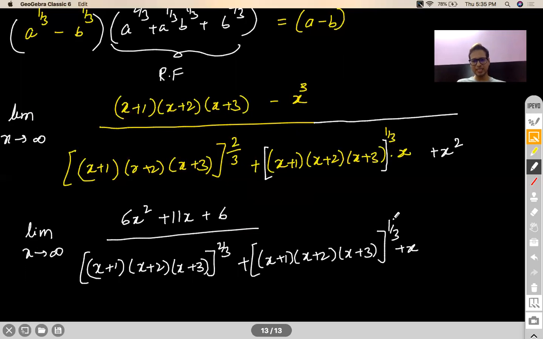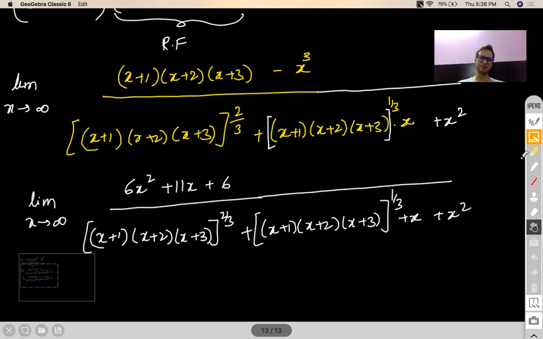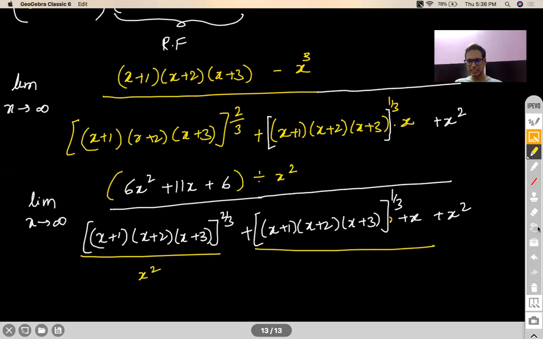Okay. Now tell me, what do you think is the highest power of x occurring in this entire expression? In this entire expression, what is the highest effective power of x which is occurring? 2. Yes, x to the power 2. Absolutely, Gayatri. So you will divide both numerator and denominator by x to the power 2. So this will also get divided by x to the power 2. This will also get divided by x to the power 2. This will also get divided by x to the power 2.